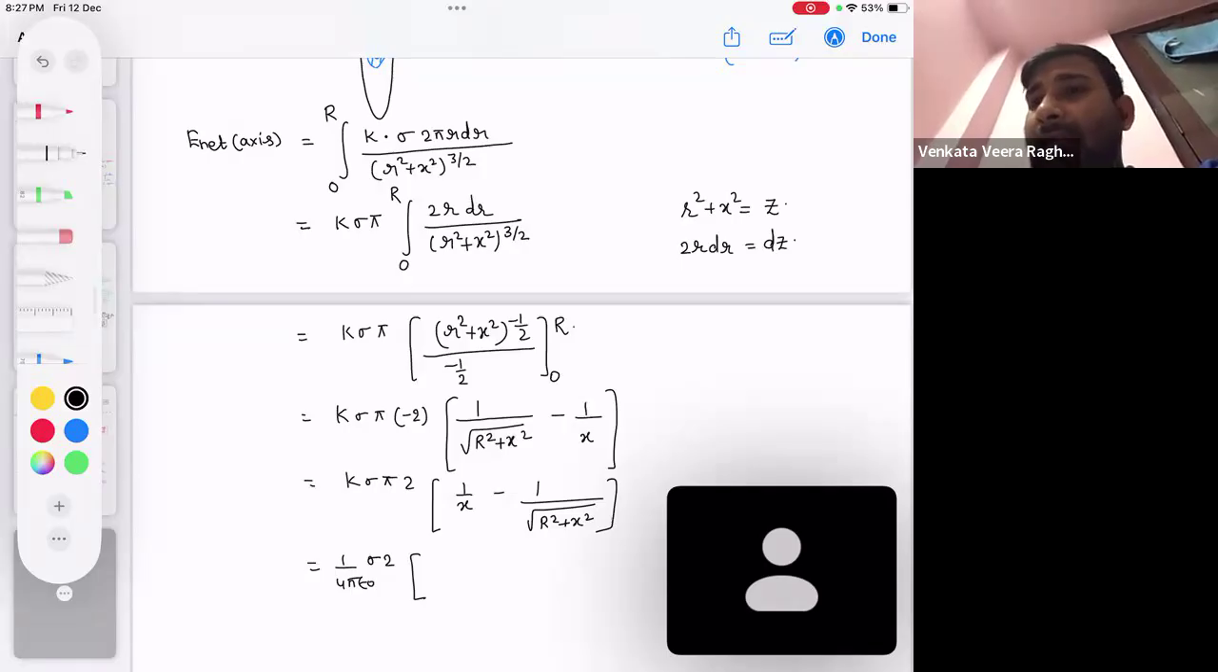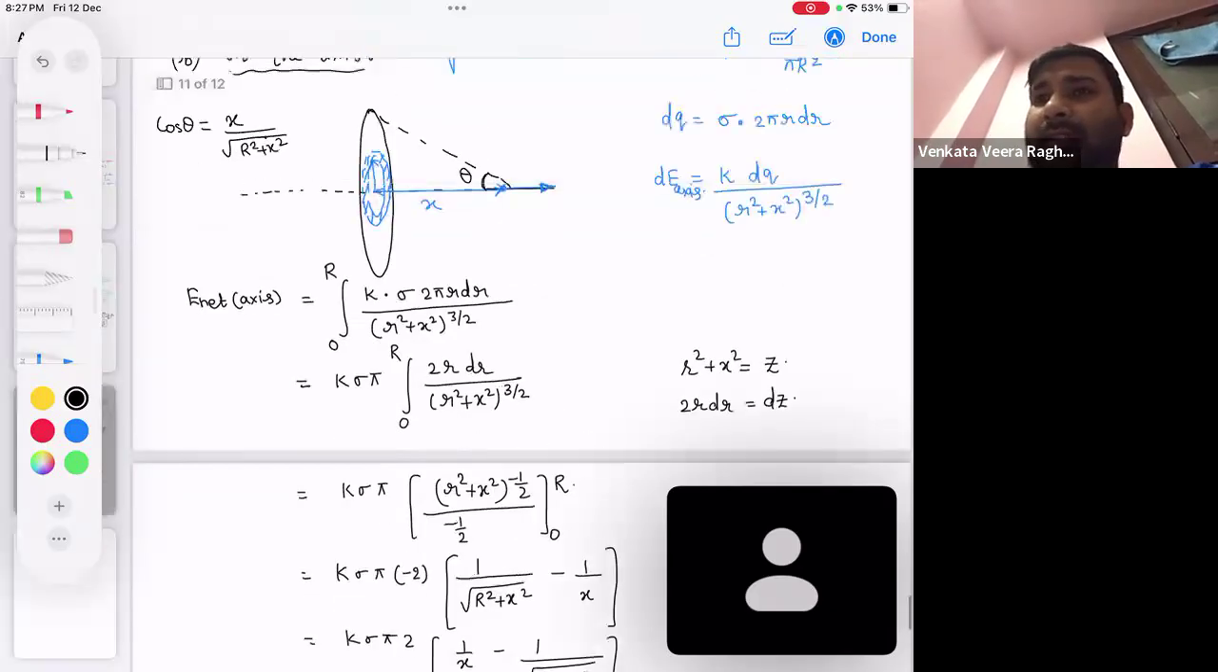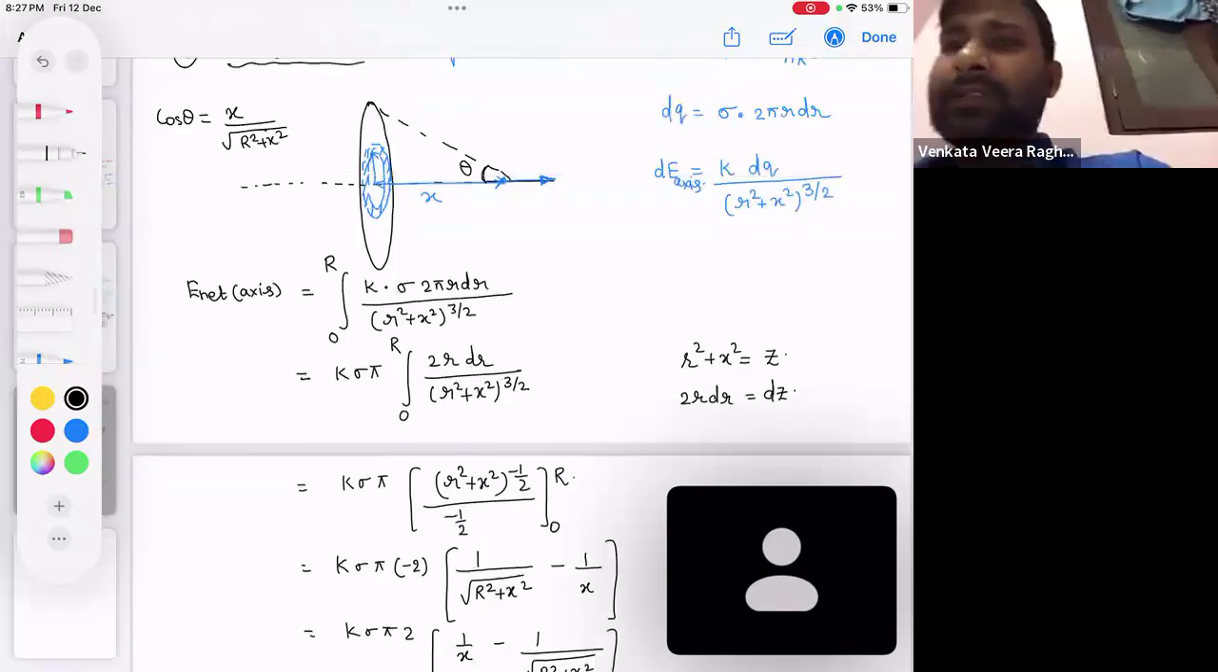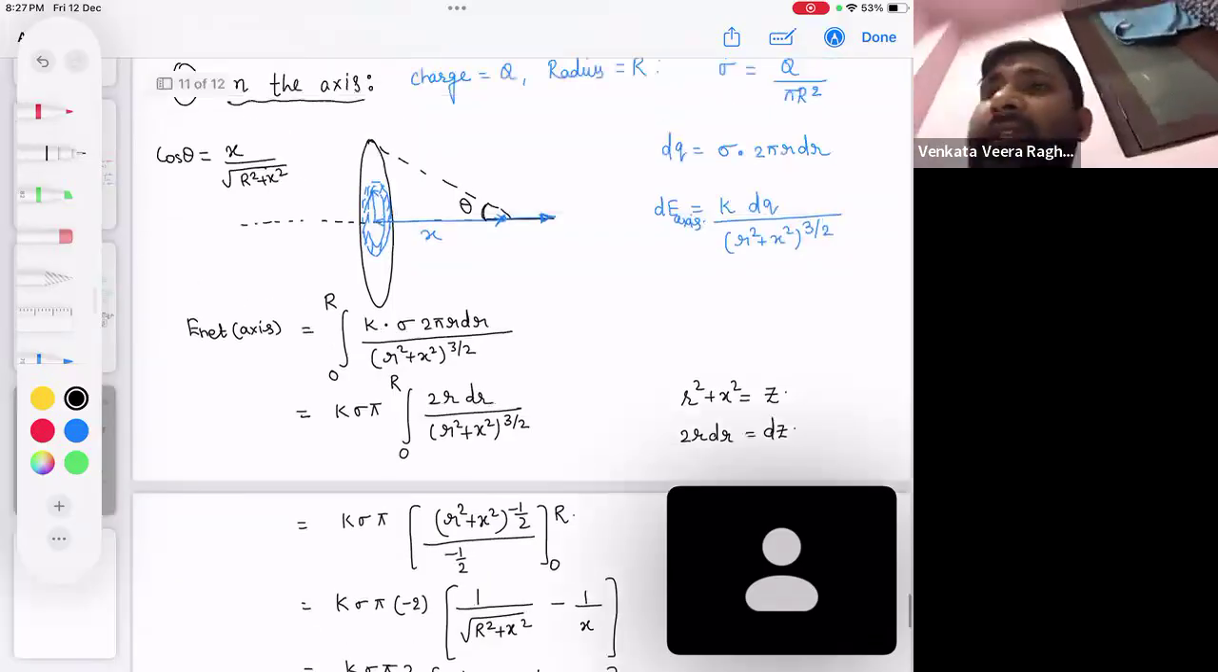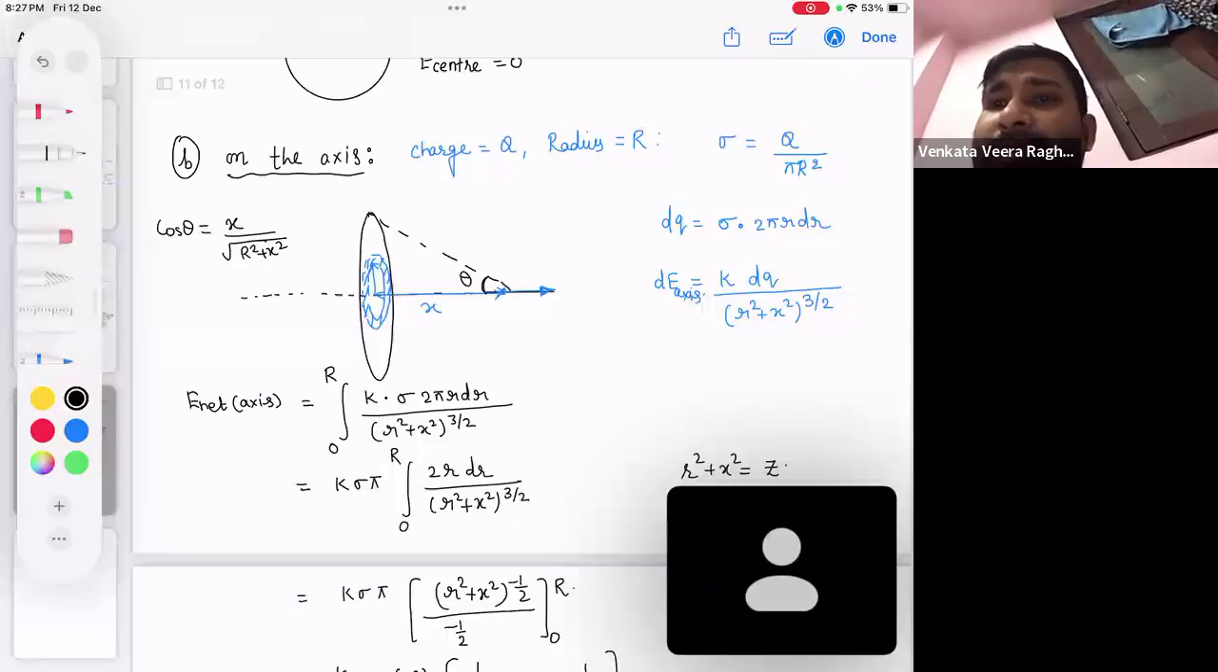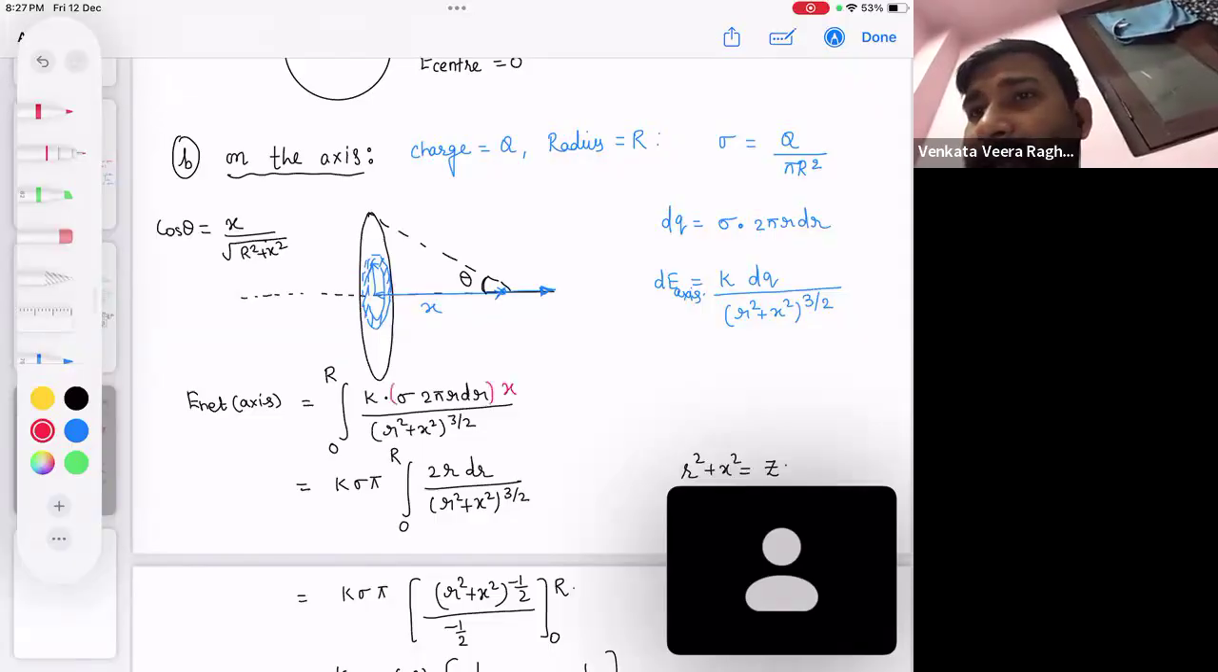So can we take x common here, or you can just keep it like 1 by x. Let's multiply x and... just one moment. Please check it. Is the calculation fine? Oh wait, I think k q x is also there. One more here, k dq x will also be there.